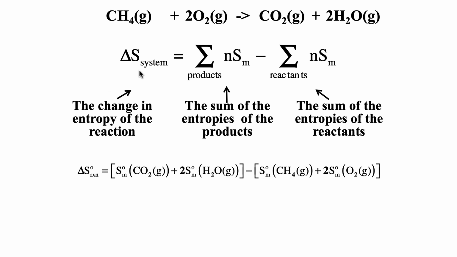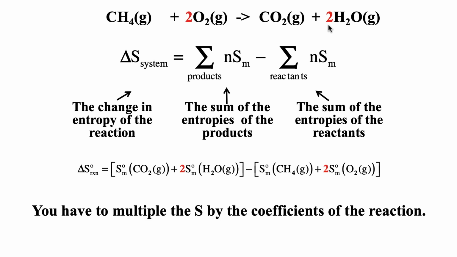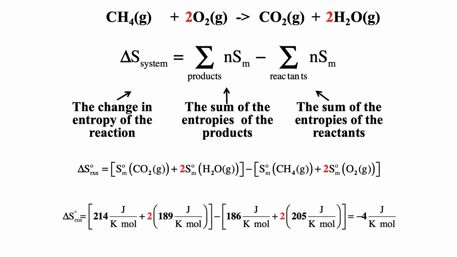If we look at an example, here we have methane plus oxygen goes to CO2 plus water vapor. And so we have products, the carbon dioxide plus the water vapor, minus reactants, the methane plus the O2. Now notice that the coefficients come down here, so you multiply the entropy times 2 because you have that coefficient 2 there. And so we look up the table, we can find those values, and we see that the change in entropy for this reaction is minus 4. And again, delta S for the reaction corresponds to delta S for the system. Remember, the universe is equal to the system plus surroundings. Here, we're looking at delta S for the system.